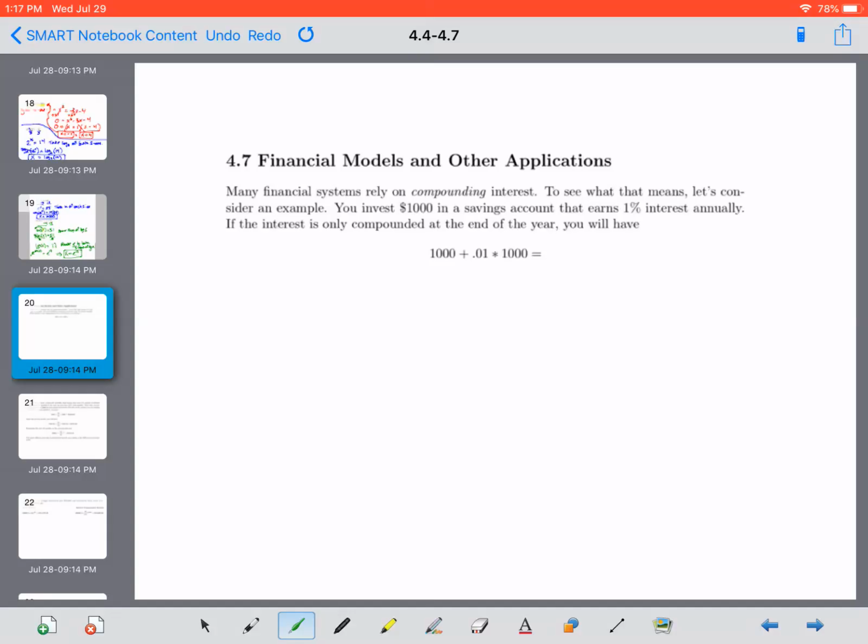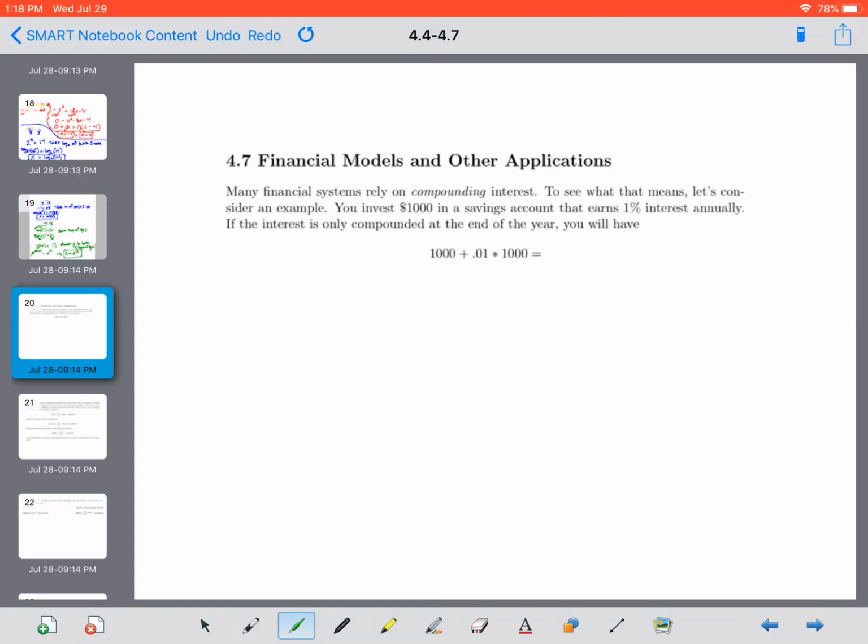So the last thing that we're going to learn in this class is how to use everything that we've been working on in Chapter 4 on exponential and logarithmic functions to try and solve some real-world problems. So let's start with some financial models. A lot of financial systems rely on compounding interest. And to see what that means, we're going to actually look at a concrete example.